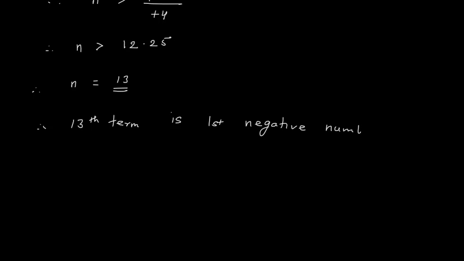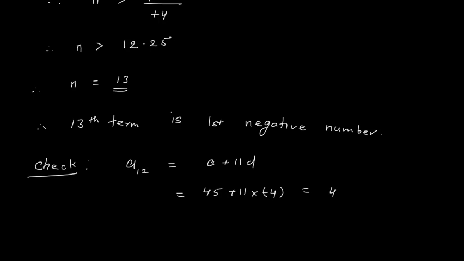You can cross check this. You can have a check. Now how do you check? First you find what is A12. So A12 is what? A plus 11D. This is A is 45 plus 11 into D is minus 4. So this will become 45 minus 44, which is 1. So this is a positive number. See, 12th term is positive.